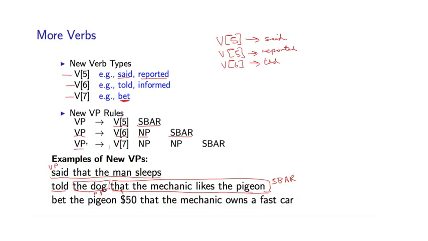The final rule says that a VP can be composed of a V of type 7 followed by two noun phrases and an S bar. V7, for example, might be bet. This is unusual in that I think there are very, very few verbs which take three or more arguments in English. I think three is maybe the most. Let's give an example. So I can say bet the pigeon, so this is an NP. $50, this is also an NP. And then this is also an S bar. Okay. So that's an application of this rule here. This is a V of type 7. And this entire phrase here can be a verb phrase.